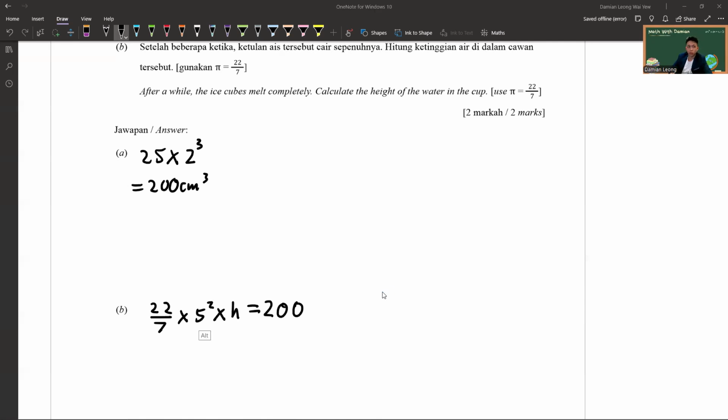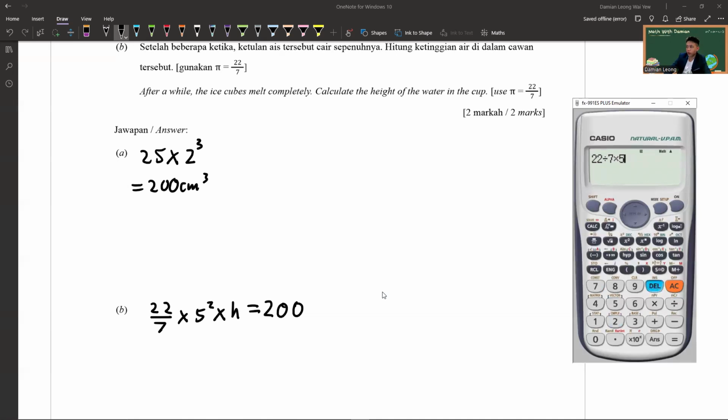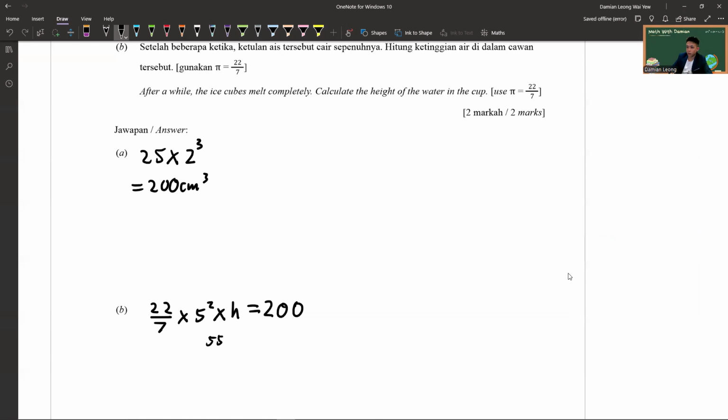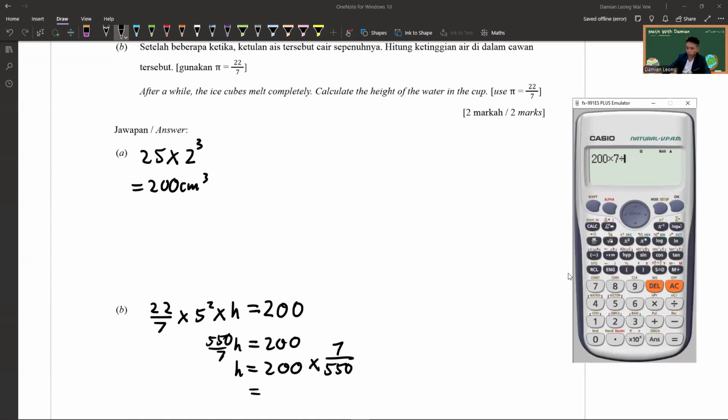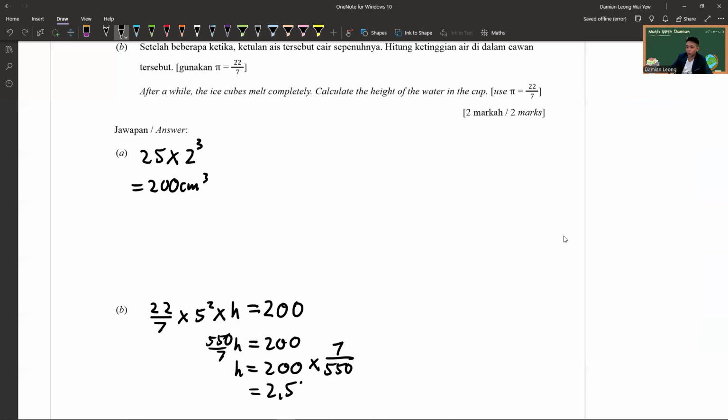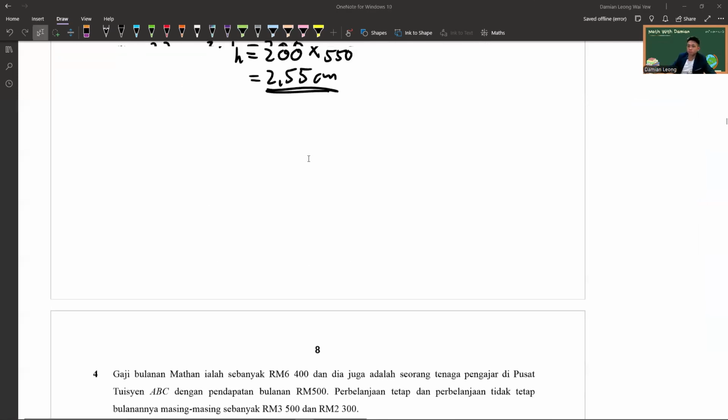So 22 over 7 times 5 square is 550 over 7. So 550 over 7h is 200. Bring over the fraction, flip the fraction around, times 7 over 550. So 200 times 7 over 550, I get 2.545. So 2.55 cm. That's it. Okay, that's the question 3.